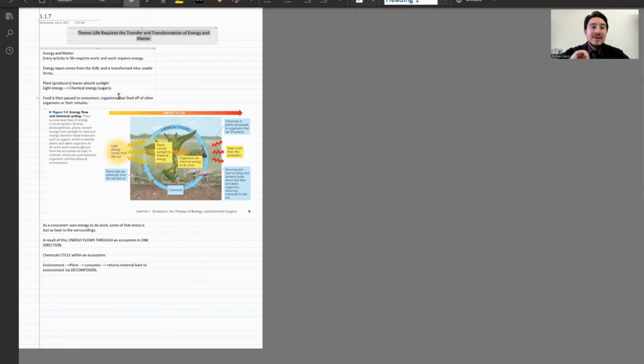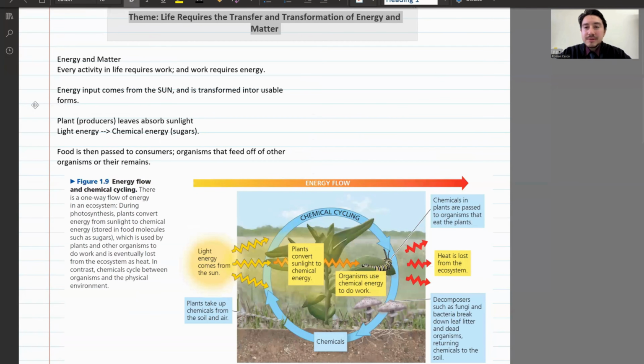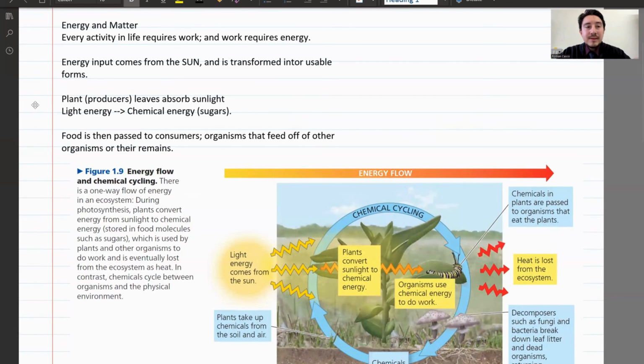So, next theme. Life requires the transfer and transformation of energy and matter. This is a very familiar topic to most of us that we've seen in high school. Every activity we do in this life requires energy. Energy is the ability to do work. We need to get energy throughout our day, one way or another. Ultimately, the energy input that comes into living systems in this world comes from the sun, the majority of it.